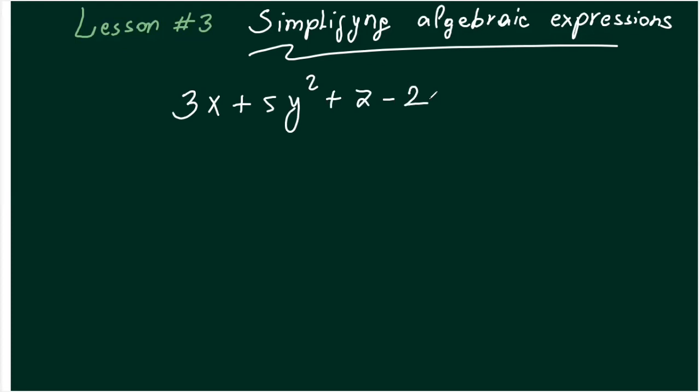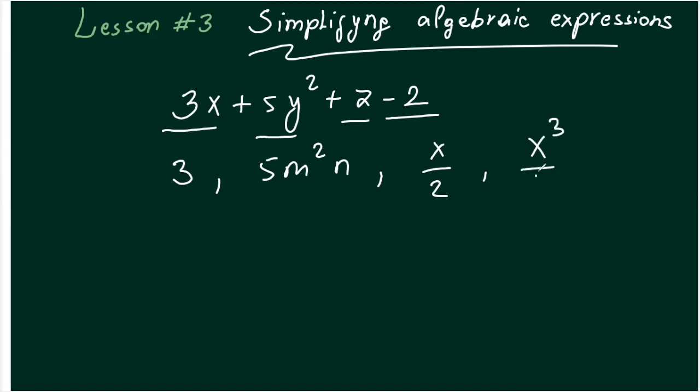Firstly, let's start with the meaning of term. What is the definition of a term in algebra? A term is a number, a variable, or a product or quotient of numbers and variables. So, in this expression, 3 times x, 5 times y to the second power, z, and negative 2 are all terms. 3 itself is a term when it is part of any algebraic expression, or 5 times m to the second power multiplied by n, or the quotient of x and 2, or the quotient of x cubed and 4. All are terms.